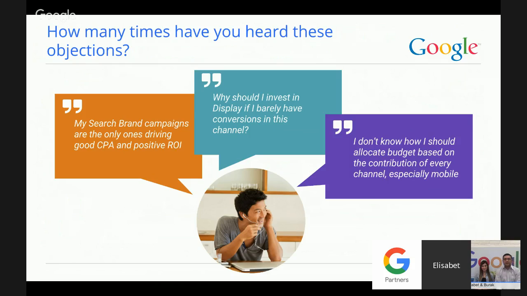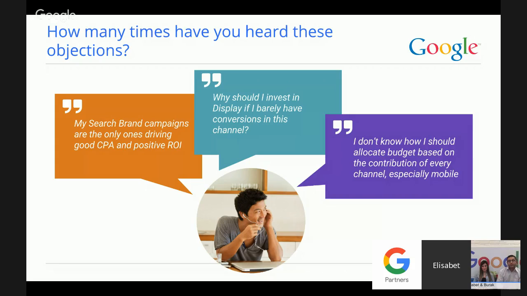Okay, let's start. So how many times have you heard these objections? I'm sure you have heard them many times, or you can consider them feedback as well, that display campaigns or YouTube branding campaigns are bringing a low number of conversions when compared to own brand search term campaigns, and that in general, search campaigns have a higher number of conversions or lower CPA, but display has lower conversions and high CPA, vice versa.